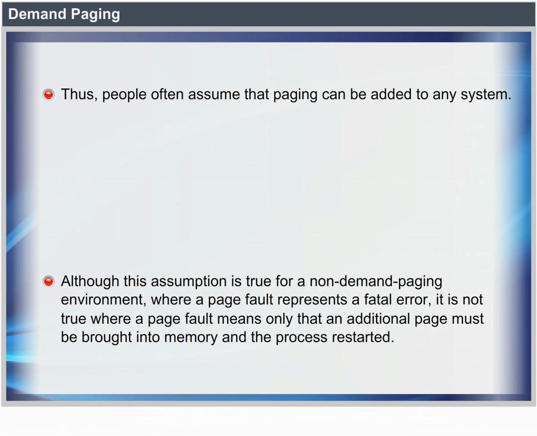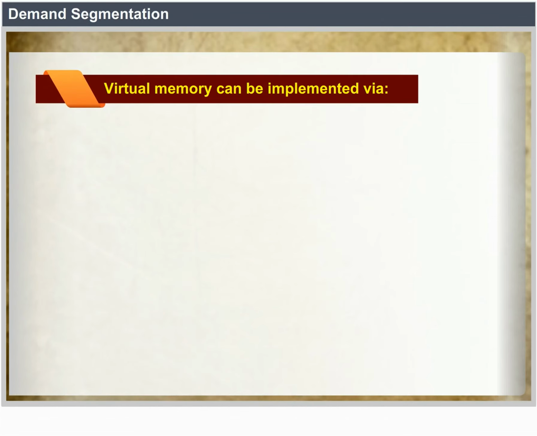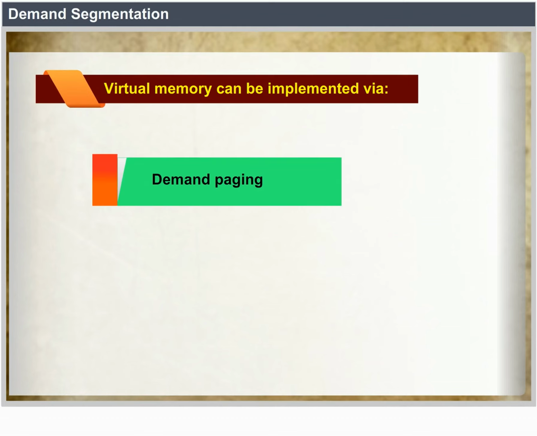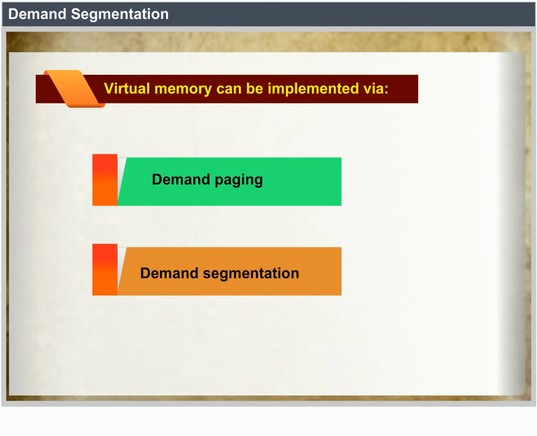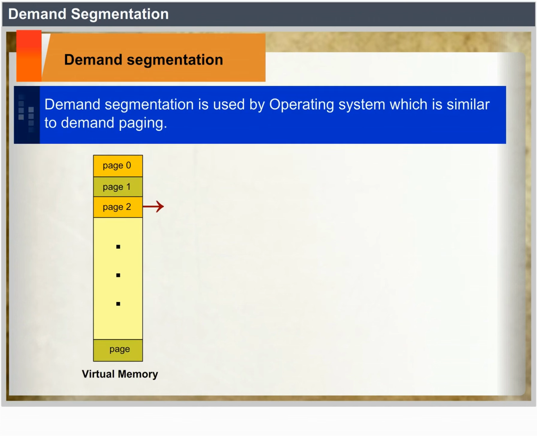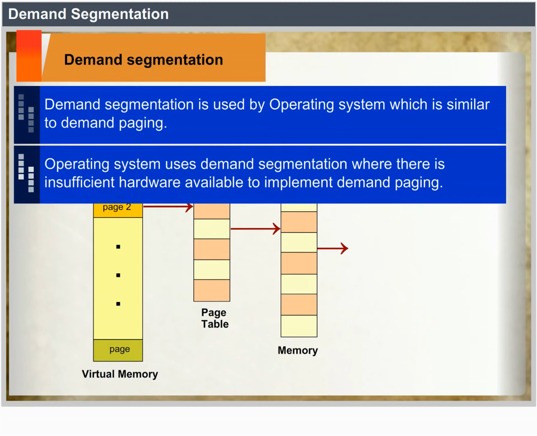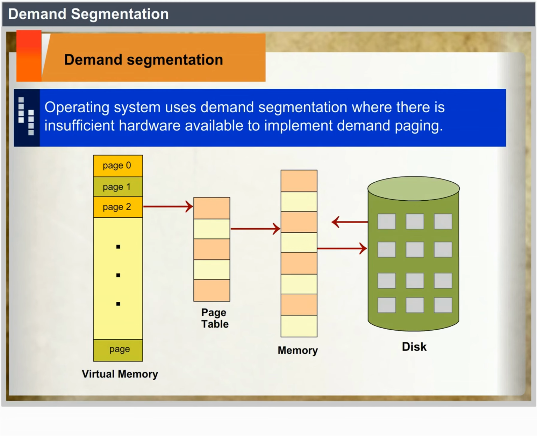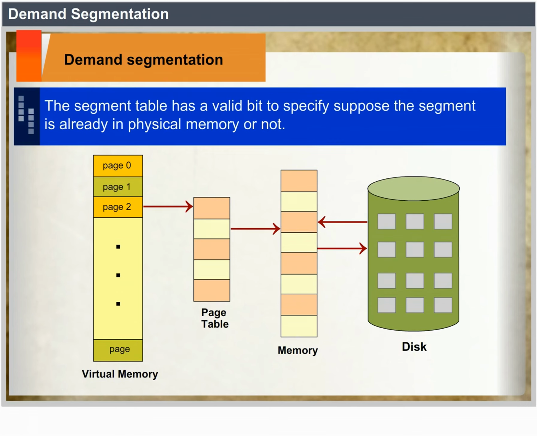Demand segmentation. Virtual memory can be implemented via demand paging or demand segmentation. The operating system also uses demand segmentation, which is similar to demand paging, where there is insufficient hardware available to implement demand paging. The segment table has a valid bit to specify if the segment is already in physical memory or not.